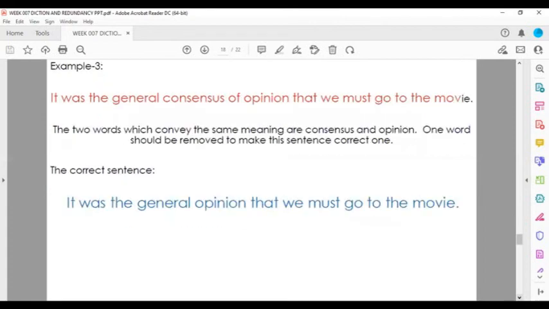For the third one: it was the general consensus of opinion that we must go to see the movie. These two words, consensus and opinion, convey the same meaning. One word should be removed to make the sentence correct. So to make it right: it was the general opinion that we must go to the movie. The word consensus is omitted since it connotes a similar meaning.